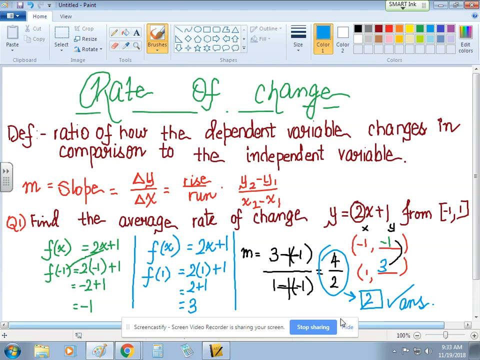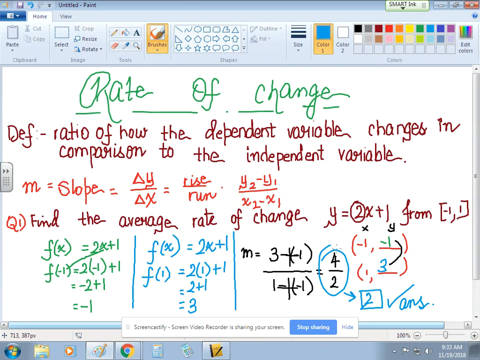So I hope I made some sense. I'll do more questions on this. The summary of rate of change: the square brackets mean they are giving you two x's, and you have to find your y's from the function. So that is rate of change.